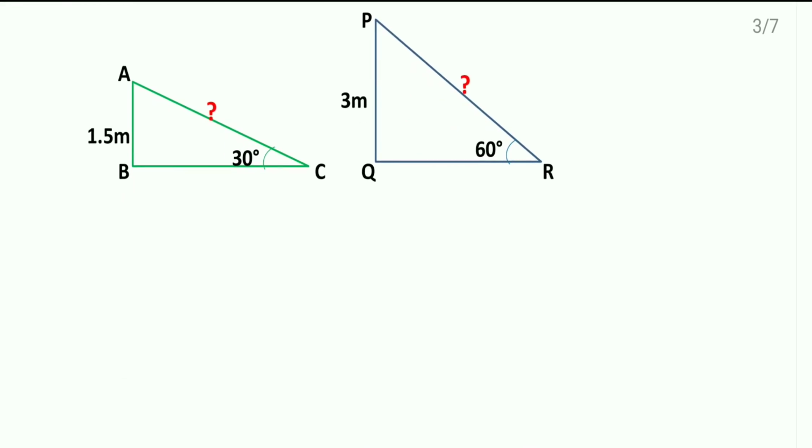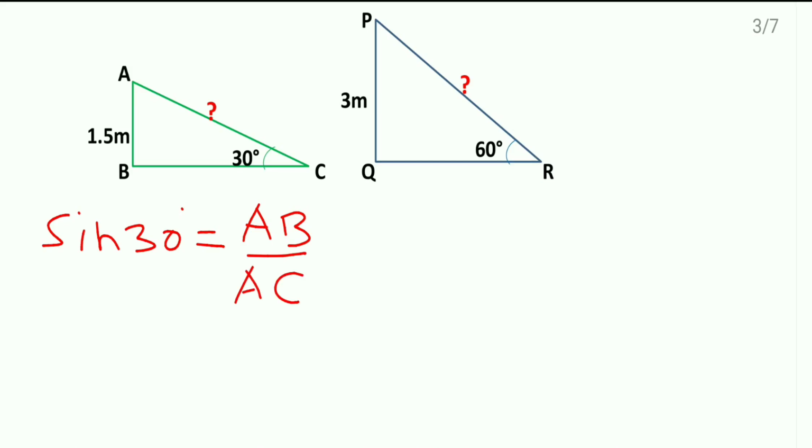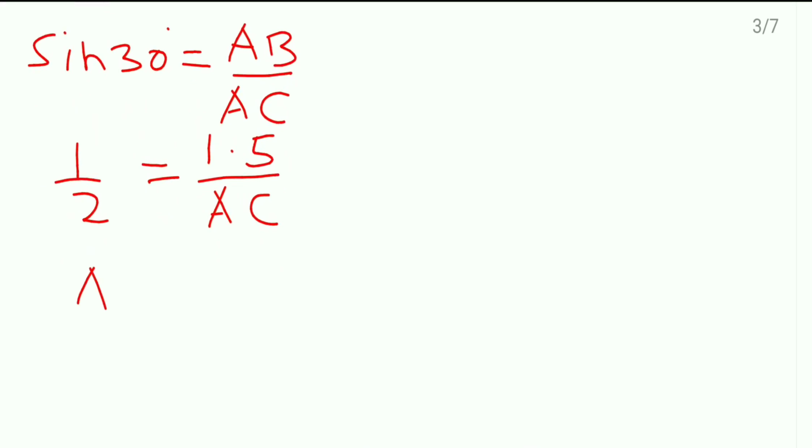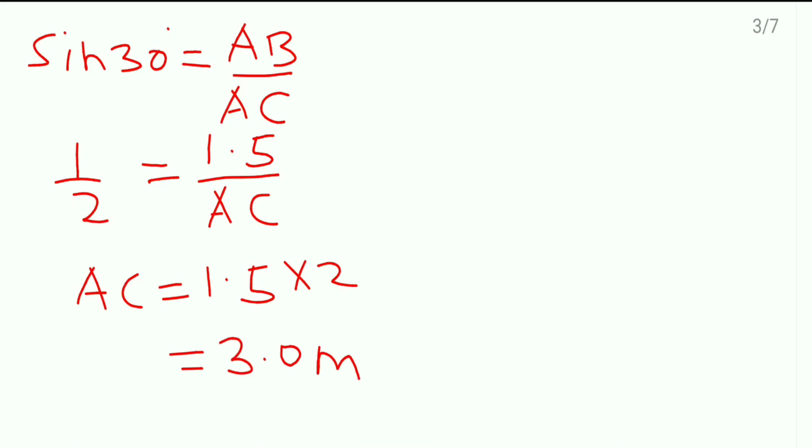So in the first figure, to get AC, I will use sine 30. So sine 30 degree is equal to opposite side, that means AB, by AC, which is the hypotenuse. Sine 30, everyone knows, is 1 by 2, which is equal to AB is 1.5 by AC as it is. We'll do the cross multiplication. So AC is equal to 1.5 into 2, which comes as 3.0. So length of this smaller slide is 3 meter.